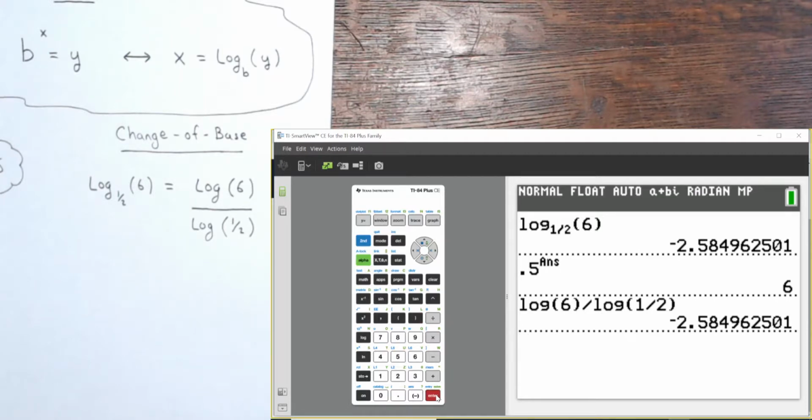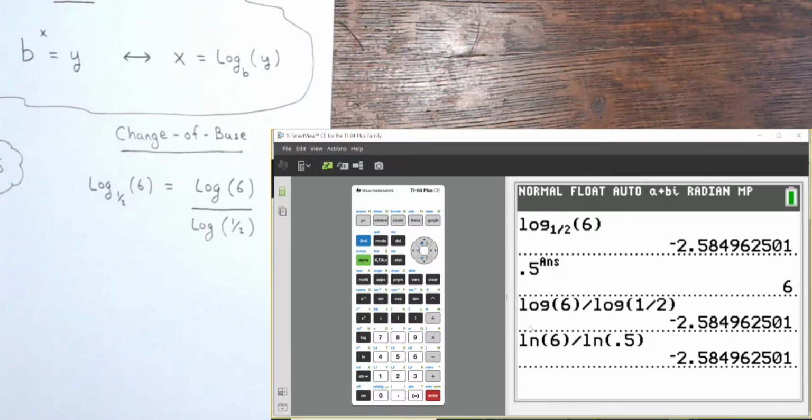And as I mentioned, you can change it to whatever base you want. I could do log base e of 6 and then divide by the log base e, the natural log of 1/2. Well, let's put 0.5. And it's the same value. So it doesn't matter what base you change it to, you just got to stay consistent. Do log divided by log or ln divided by ln.